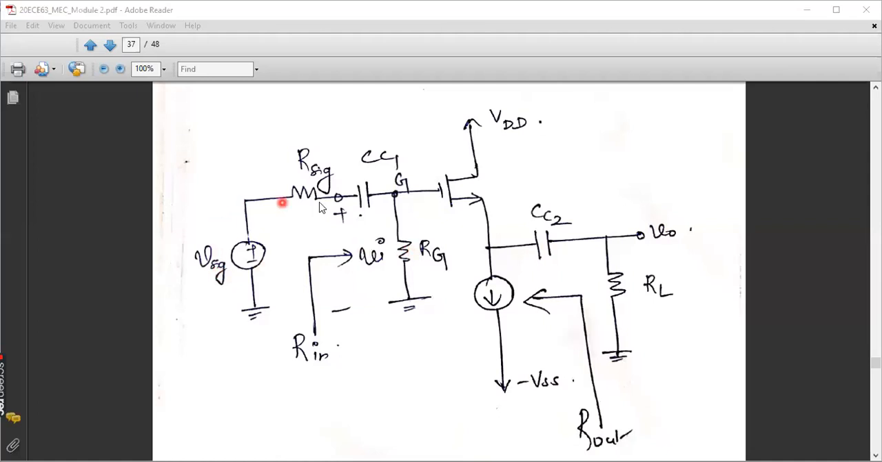Here you can see your input is given to the gate terminal and the output is taken across the source through a coupling capacitor and the load resistance. Just like the previous circuits, here we have used a constant current source at the source terminal for biasing, which is connected to minus VSS, and the drain is directly connected to VDD. Unlike the common source or common gate configuration, we have not used any drain resistance here. Why? Because we are concentrating our output at the source. So that is why we have not connected any drain resistance to the supply voltage VDD.